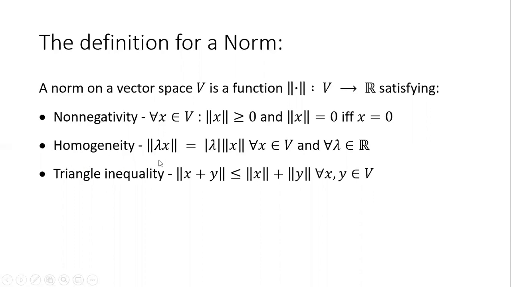Homogeneity. For every scalar lambda and vector x, the norm of lambda x equals the absolute value of lambda multiplied by the norm of x. The triangle inequality. The norm of the sum x plus y is less than or equal to the norm of x plus the norm of y.